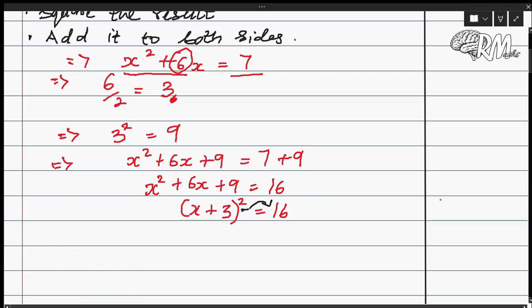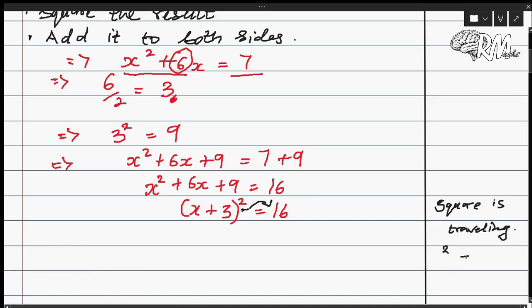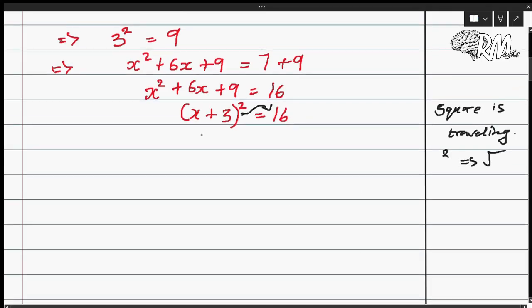And remember, when square is traveling to the other side, it becomes square root. Don't forget, it becomes square root. So I have x plus 3 equals the square root of 16, and x plus 3 equals plus or minus 4.